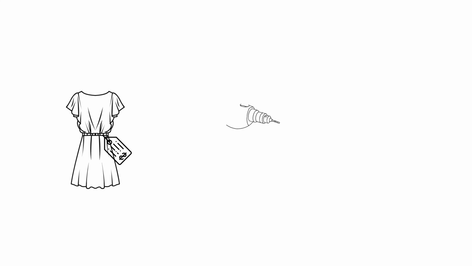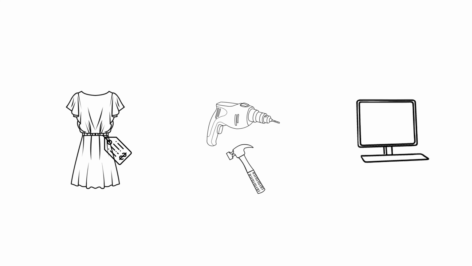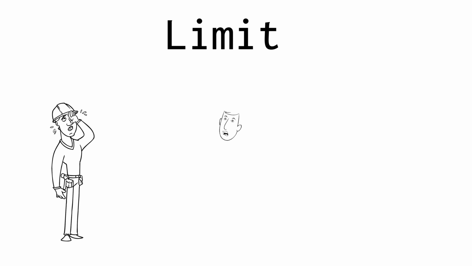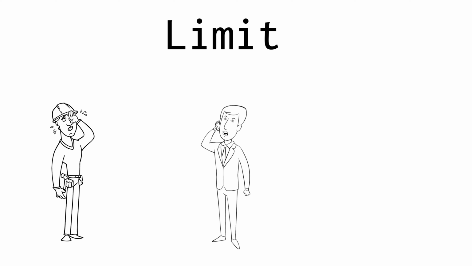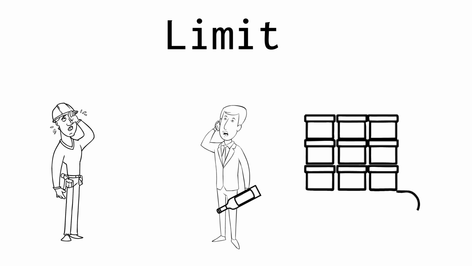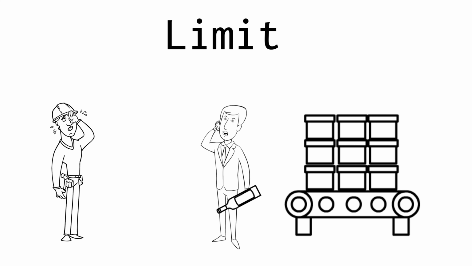GMROI is most commonly used in sectors such as retail, manufacturing, and service-based businesses. One limitation of GMROI is that it does not account for non-inventory costs, such as labor or marketing expenses. It only considers the cost of goods sold, which can result in an incomplete picture of profitability. Additionally, GMROI does not account for changes in inventory levels, which can impact profitability.